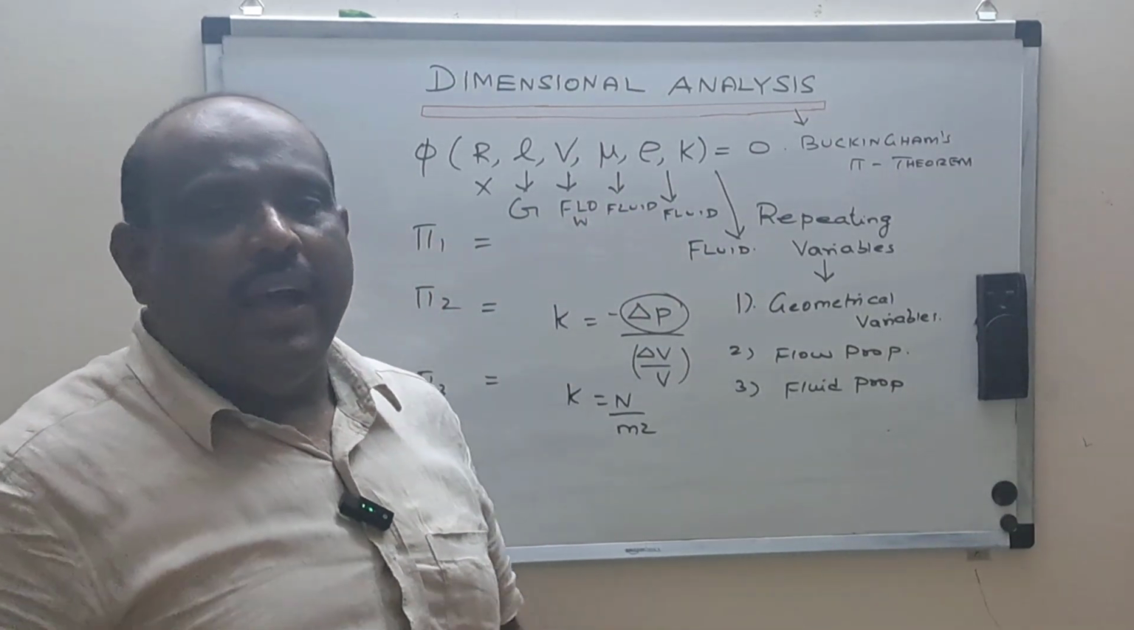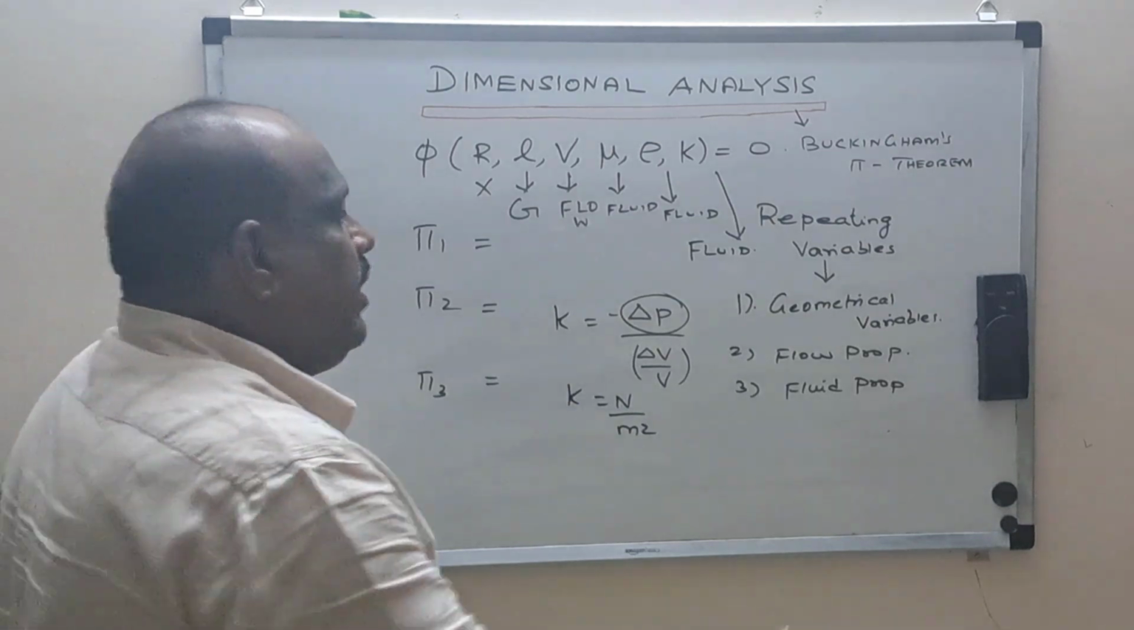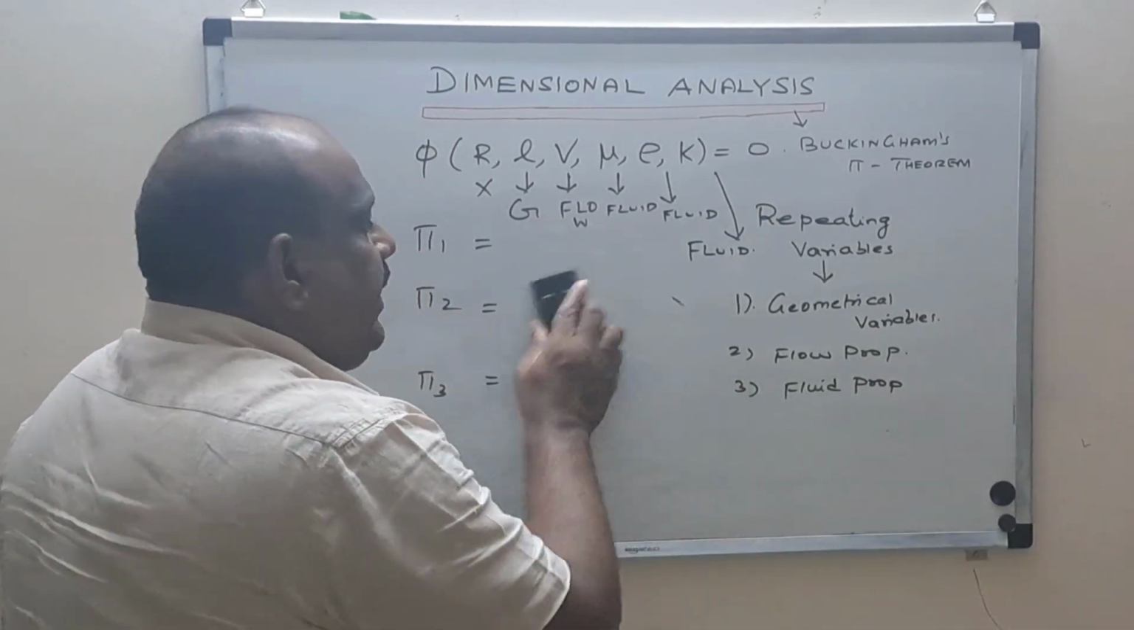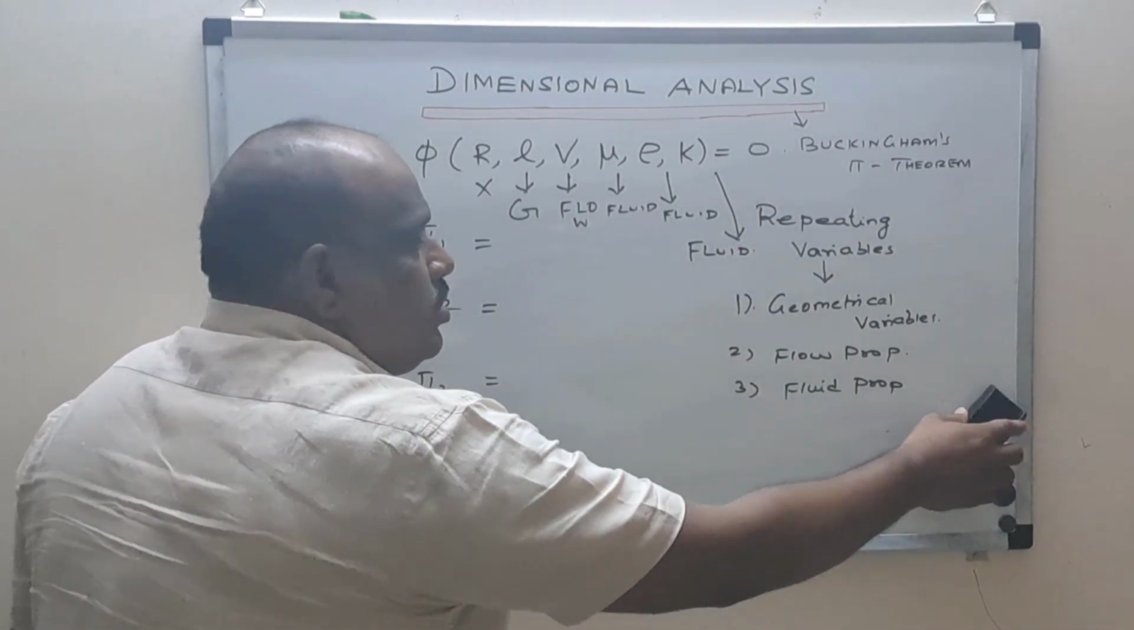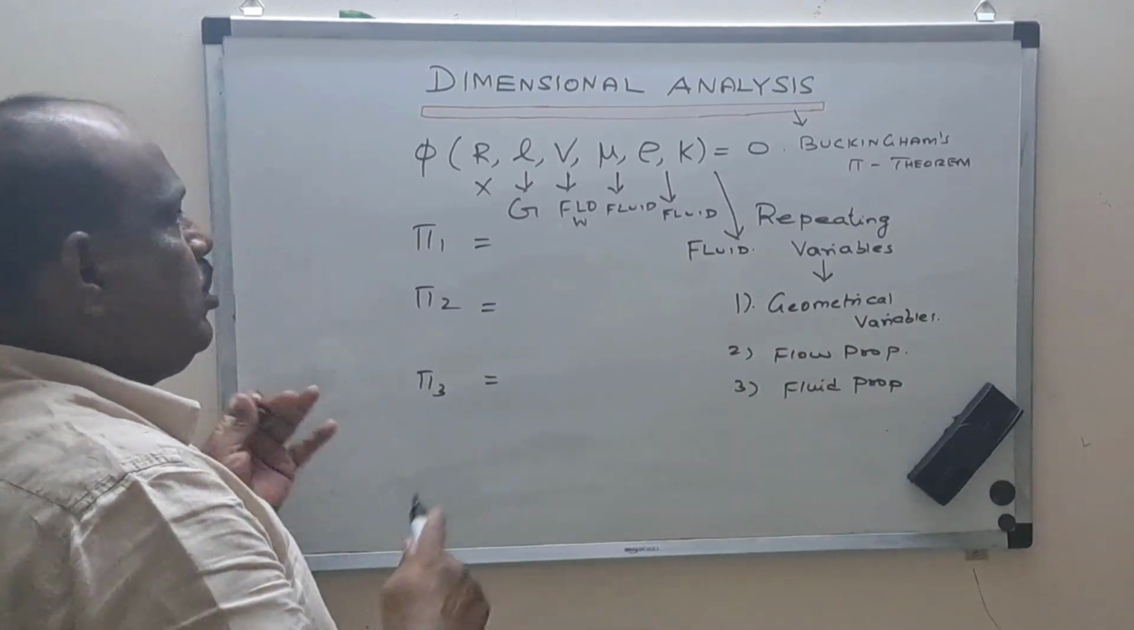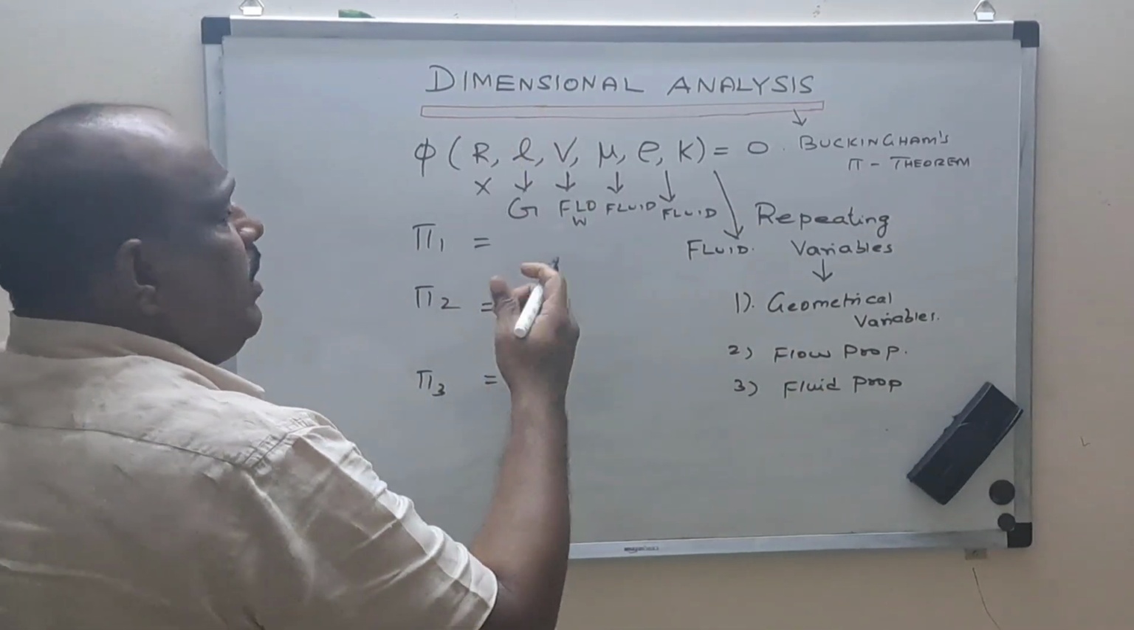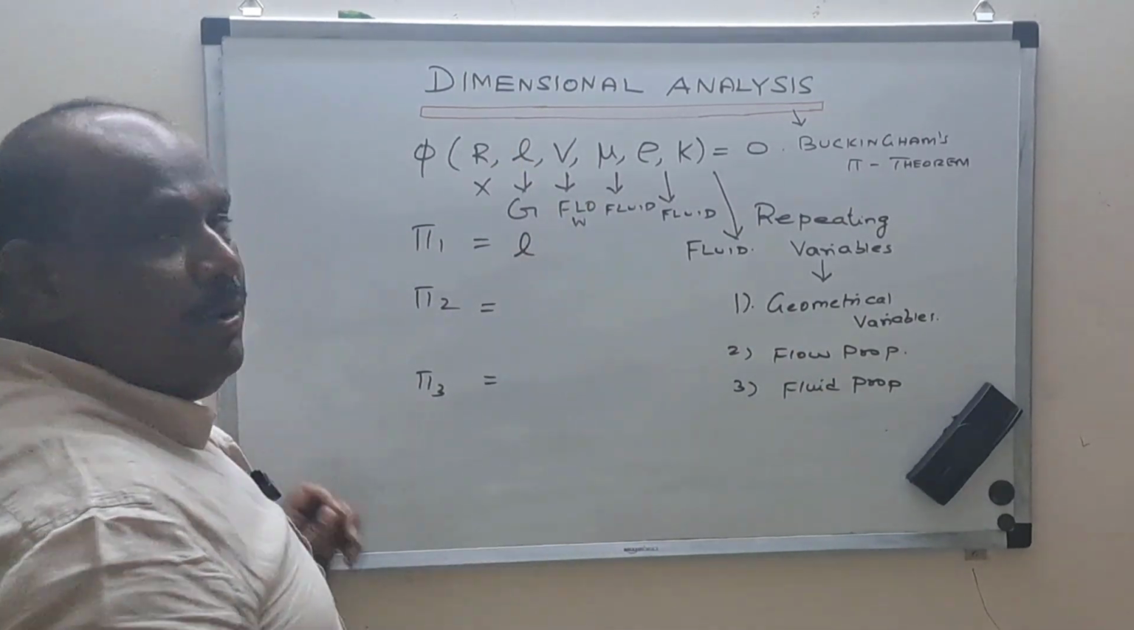Okay, it can be in the other way also. Okay, fine. Now let us try to form the pi terms with these repeating variables. So now the first term should be geometry. Here the only one geometry variable is available, so I will put L.